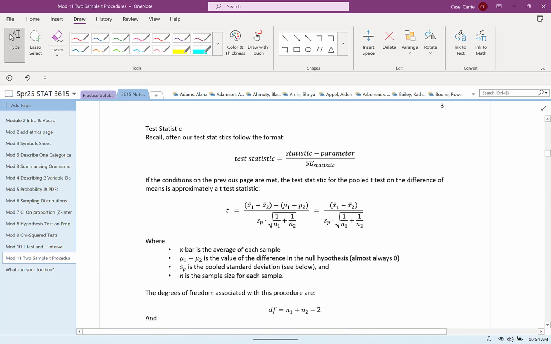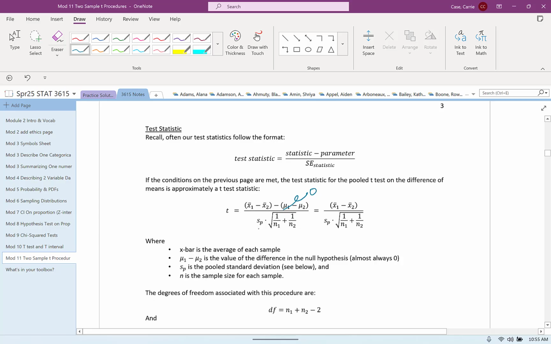The test statistic, remember our test statistics often follow the format of statistic minus parameter over standard error of statistic, and that's exactly what we have here. If the conditions on the previous page are met, the test statistic for the pooled t-test on the difference of means is an approximate t test statistic, and our test statistic is equal to the difference of sample means, so x bar 1 minus x bar 2, minus the difference of population means, mu1 minus mu2. But this thing here, mu1 minus mu2, is almost always 0. And so because of that, it actually drops out of the test statistic. And then that's all divided by our standard error of our test statistic.